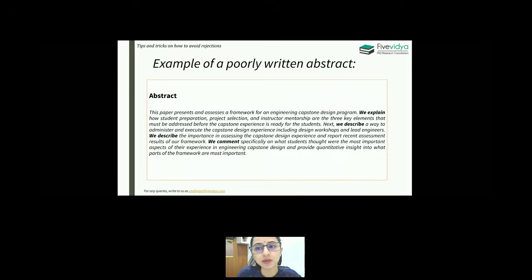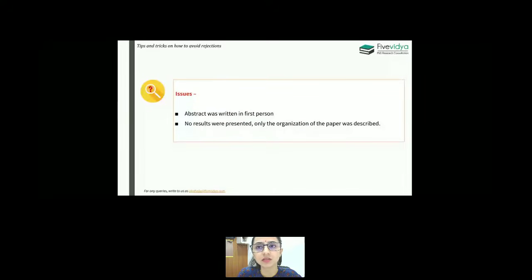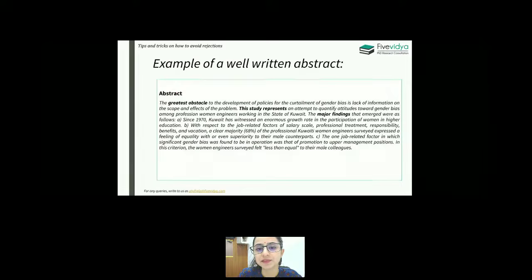Here is an example of a poorly written abstract, which is written in the first person only. So it is not the right thing. You should not write your abstract in the first person. In this example, the results are not presented properly and the details are not given properly. Here is an example of a well-written abstract in which the conclusions are mentioned clearly and in a brief manner. The findings are mentioned, and it is a good example to refer to.